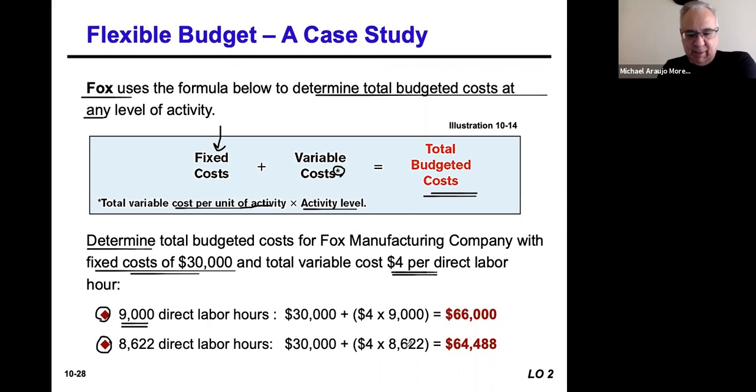At 8,622, right, it'd be a little bit lower. The 30,000 is still your fixed cost. Your fixed cost is still the same. The only thing that's going to be changing is you're multiplying your variable cost per hour times the number of hours. So there we go, 64,488.